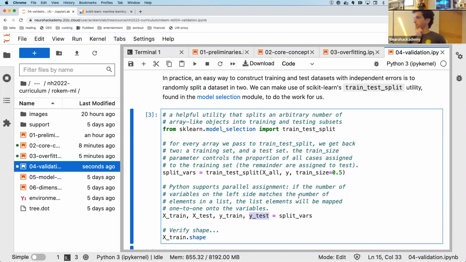Yes. How do you know if you don't have enough data to split it up or do this? The question is, how do you know that you have enough data in order to do this kind of thing in the first place?